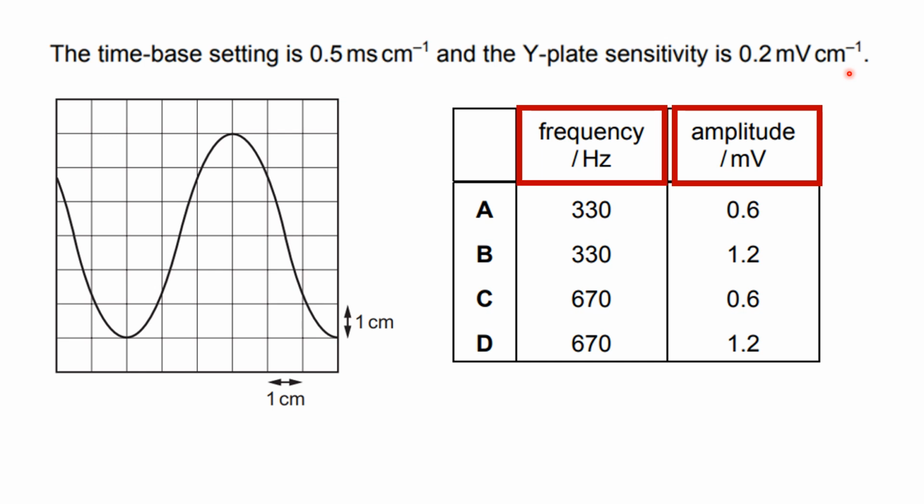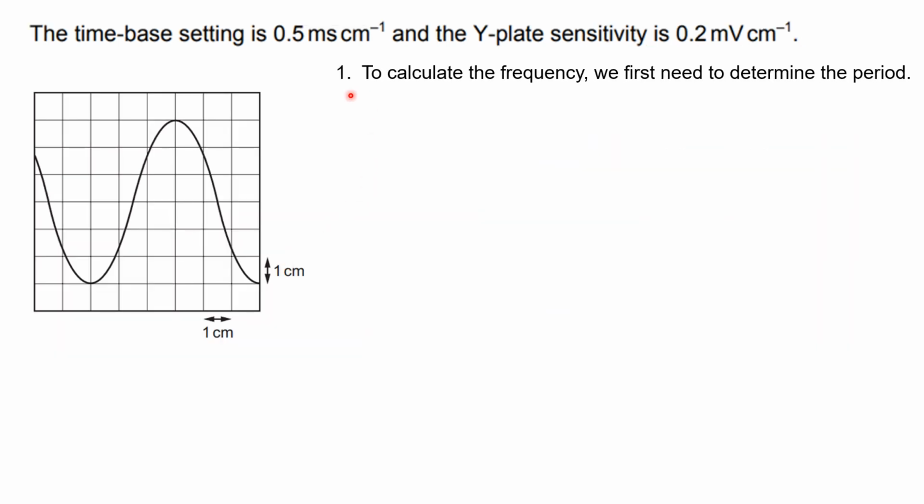And we also need to pay attention to the options that we have for the answer. So it's asking two things, the frequency and the amplitude of this waveform on the screen. So that's what we need to do. First, we need to calculate the frequency, and we need to calculate the amplitude of this wave. To calculate the frequency, we first need to determine the period.